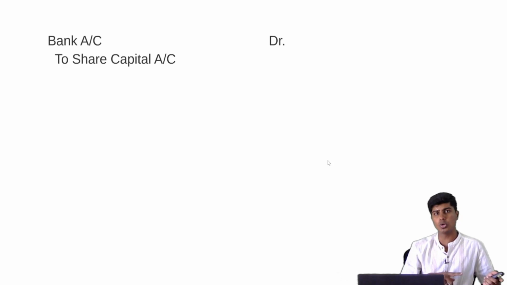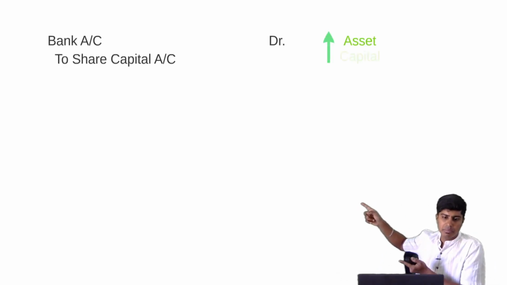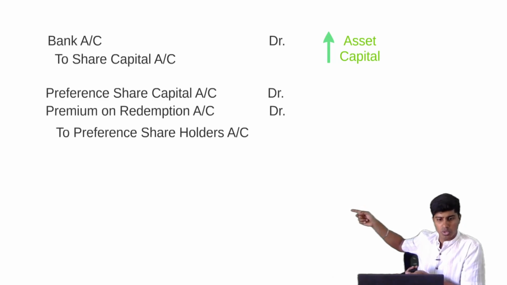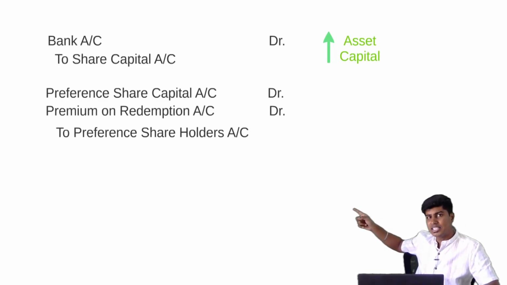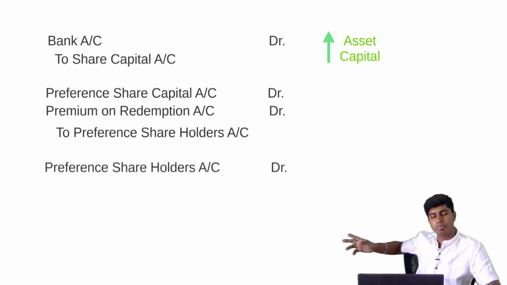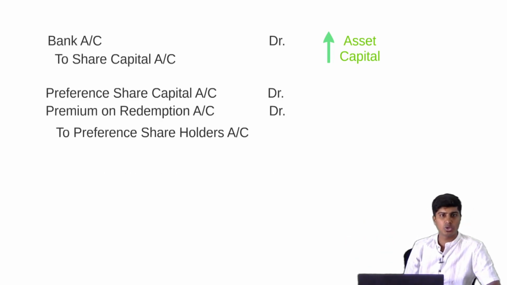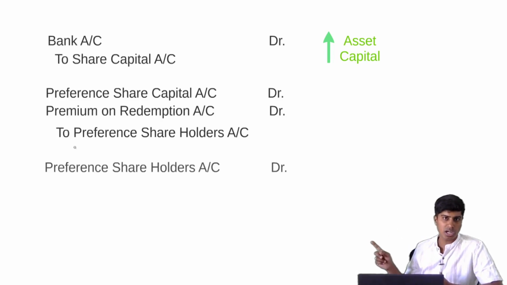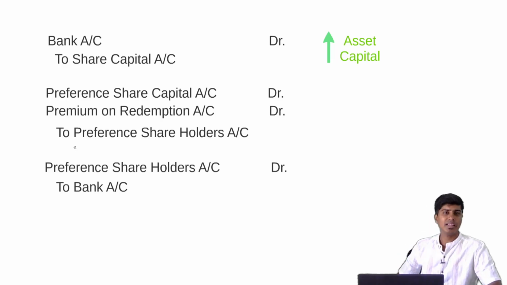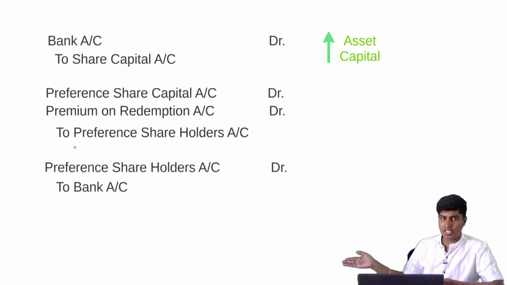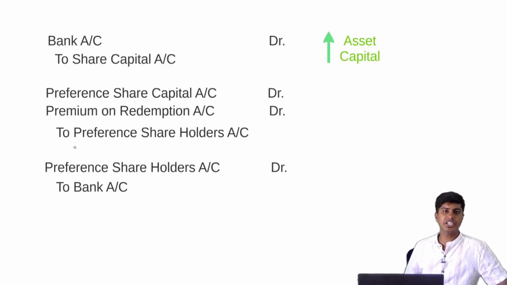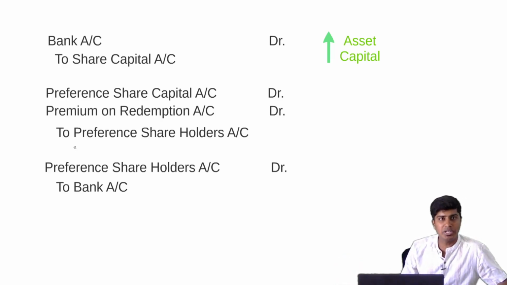So again, we'll pass the age-old entry: preference share capital account debit, premium account debit, to preference shareholder. Preference share capital is decreasing, so debit. Premium on redemption is an expense, so debit. And the credit goes to preference shareholder because it is an increasing liability. Then, using the money raised by issue of shares, we'll settle this preference shareholder liability. So we'll pass the journal entry: preference shareholder account debit to bank account. Here the payment is made, bank balance is reducing, so credit, and preference shareholder liability is reducing, so debit.